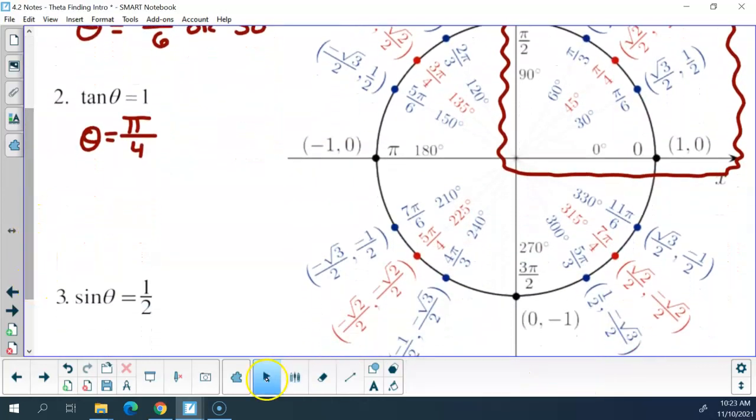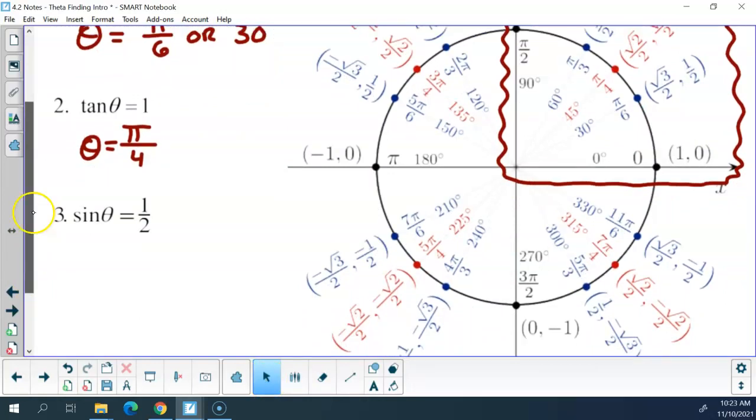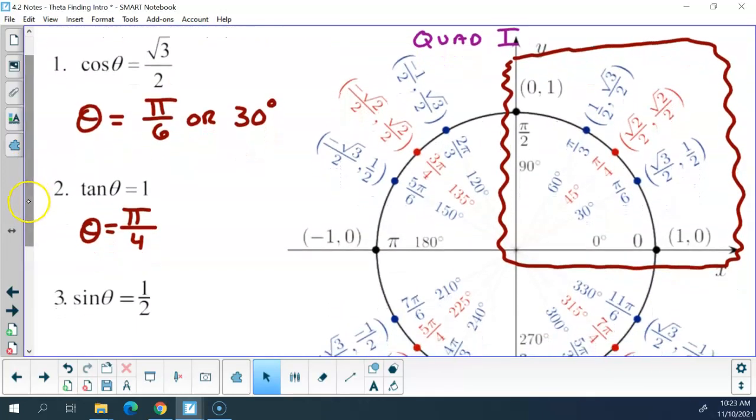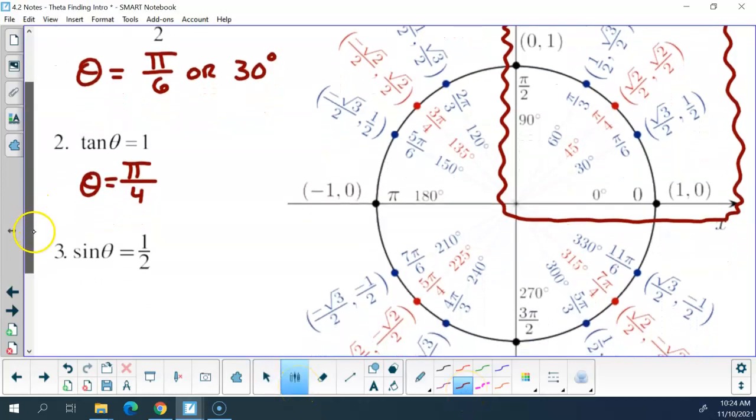Now I got to bring this one up so that we can see it. I keep forgetting. Okay? And our last one is where on the unit circle, in the first quadrant, is my sine value equal to 1/2? Pi over 6. Right? Sine is y. I'm looking for where it's 1/2. So that is pi over 6.